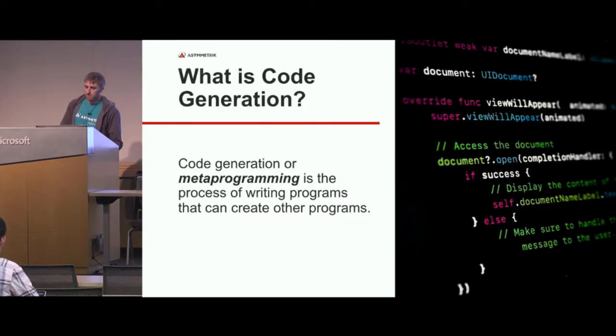So at a high level, code generation, or metaprogramming, is a process of writing programs that create other programs. This is really interesting because it gives engineers the ability to solve really complex problems very efficiently. You couldn't solve problems this way without code generation.